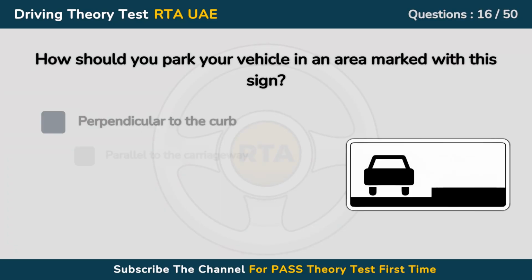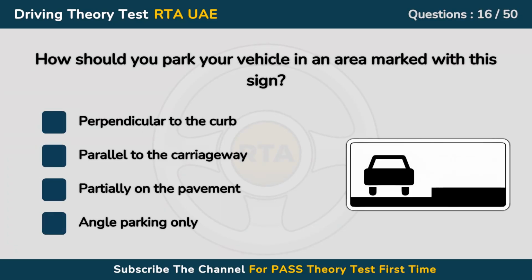Question 16. How should you park your vehicle in an area marked with this sign? A, perpendicular to the curb. B, parallel to the carriageway. C, partially on the pavement. D, angle parking only.